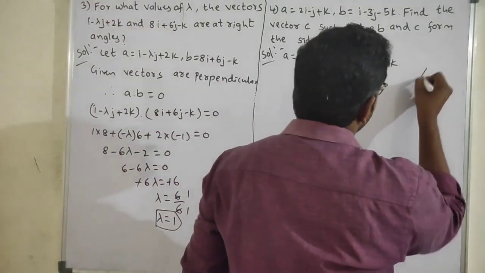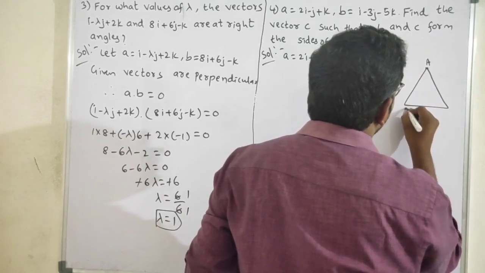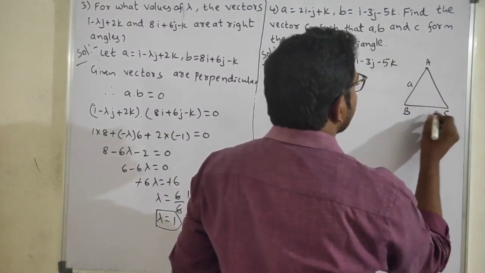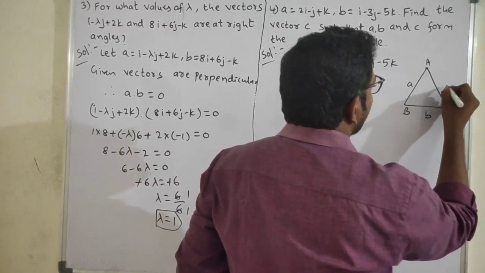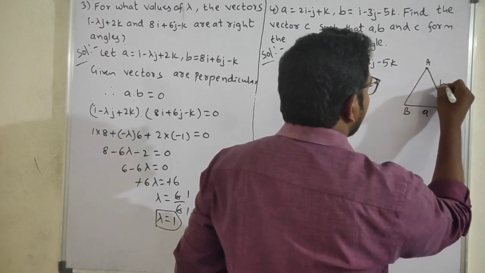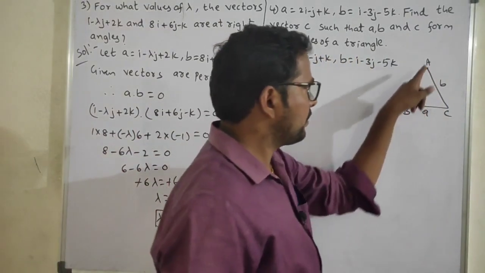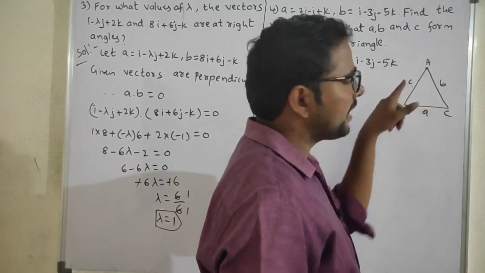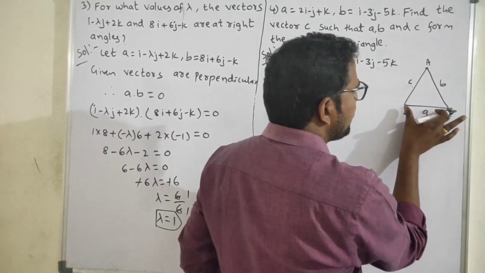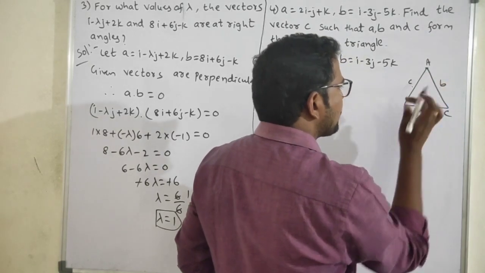Suppose we take this as triangle ABC. Let us take AB as vector c, BC as vector a, and AC as vector b; a, b, c are the sides given. See this: I join AB plus BC. BC means small a, and AB means small c.